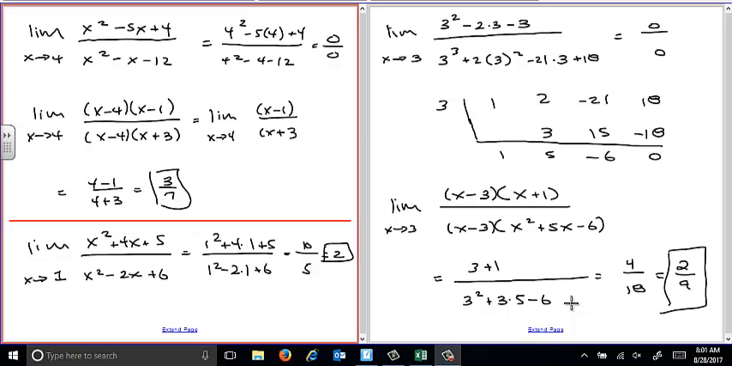The second problem, if you plug in x equals 1, you get a number, 2, so that's your final answer. You don't have to do any factoring. And then the third problem is indeterminate.